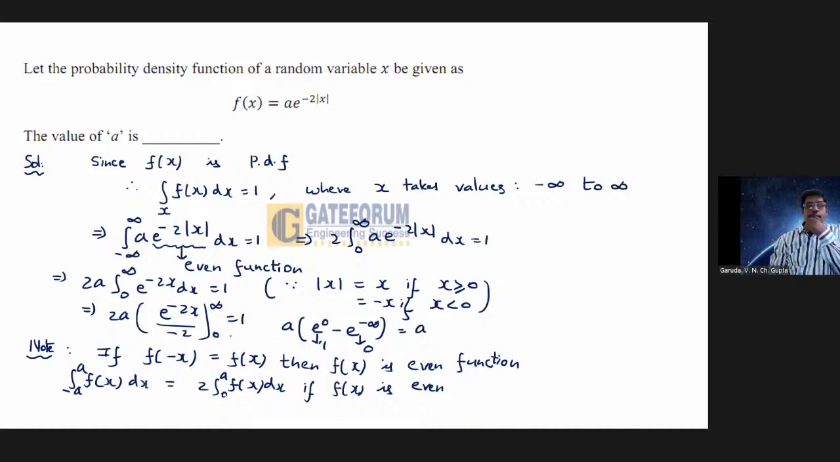So here this is actually 1, which implies A is equal to 1. The left side simplifies to A only, and the right side is already 1. So A is equal to 1. This is the answer. The value of A is 1.